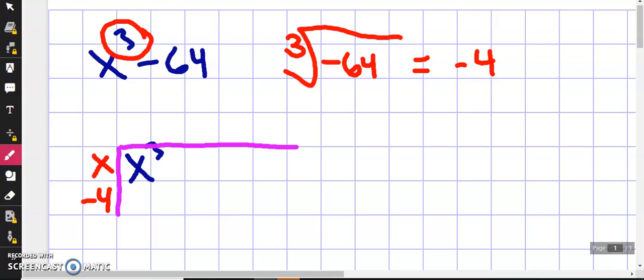So what I'm going to do is take an x, put it on the side, take the negative 4 that I got from the 64, put it on that second row, and then from here we're just going to do division like we normally would. So I know I need an x squared on top to make x cubed. I know that the negative 4 and the x squared would multiply to a negative 4x squared on the bottom row.